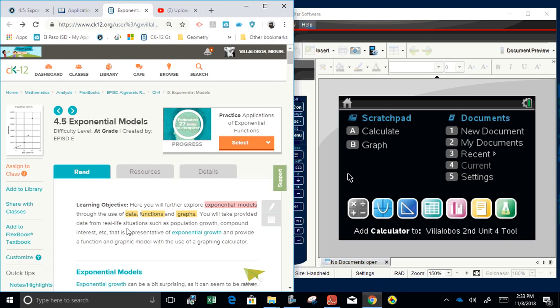You will be provided data from real-life situations such as population growth, compound interest, etc., representative of exponential growth, and provide a function and graphic model using the graphing calculator.